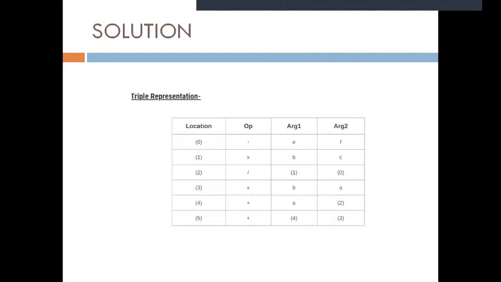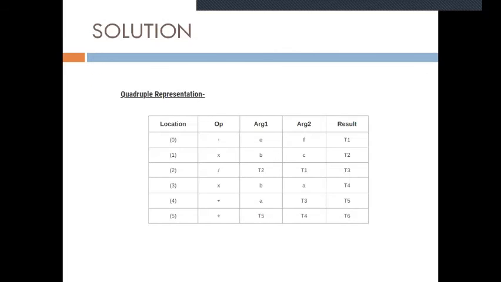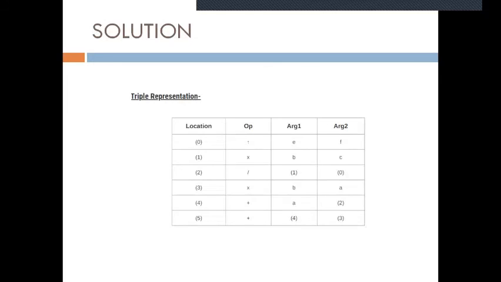And next, the triple representation. The triple representation consists of only the operator, argument 1 and argument 2. The result part is ignored. So for the statement T2 is equal to B into C, we can write it as: the operator is the multiplication operator, the argument 1 is B and the argument 2 is C and the result is stored in reference 1.